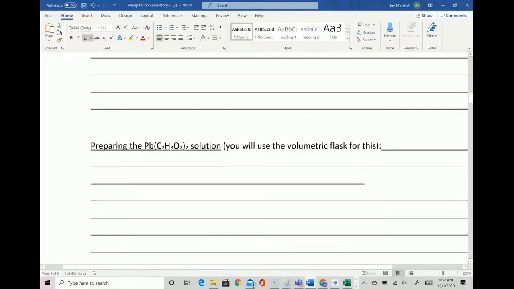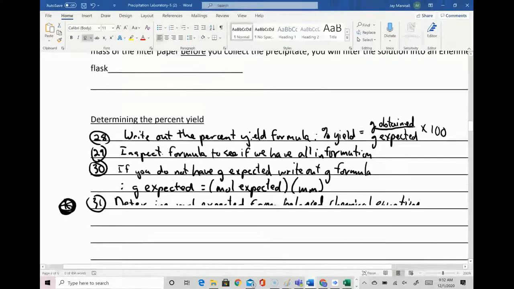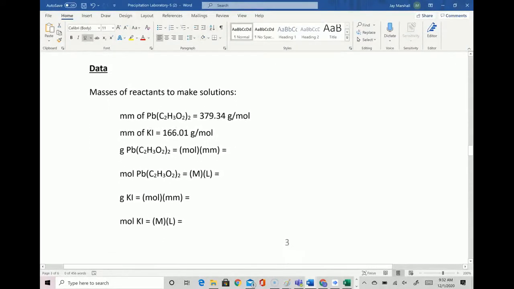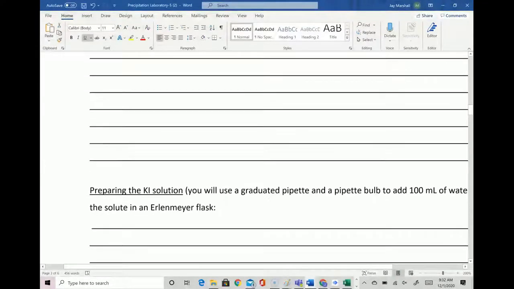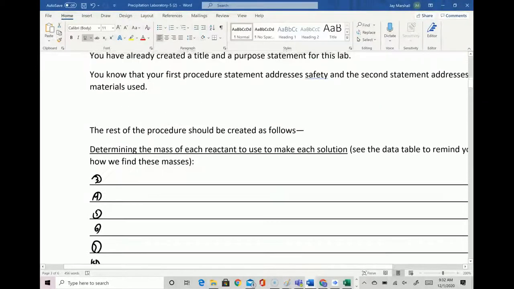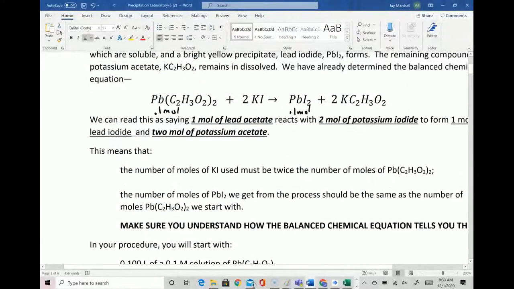We figured that out in our data table, didn't we? Okay, so moles of lead acetate equals molarity times liters. We wanted a 0.1 molar solution and we wanted 0.1 liters of it. So 0.1 times 0.1 gave us 0.01 moles. So if I started with 0.01 moles, I should get 0.01 moles of this. So this is how my balanced chemical equation helped me determine the number of moles expected.